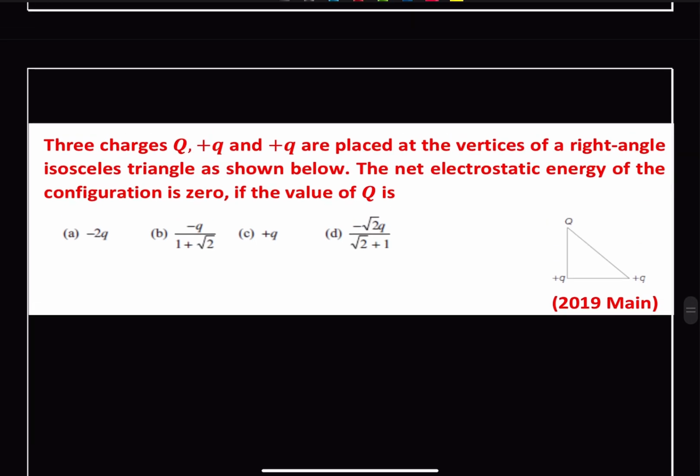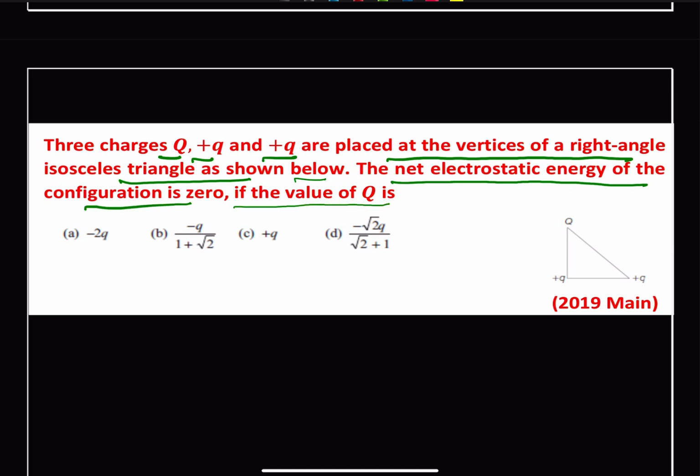It states that three charges Q, plus Q and plus Q are placed at the vertices of a right angle isosceles triangle as shown below. The net electrostatic energy of the configuration is 0. The value of capital Q is. So we are given that it is an isosceles triangle. So let us assume that this distance is A. So obviously this will also be A, and this distance will be square root of 2 times A, by Pythagoras theorem.